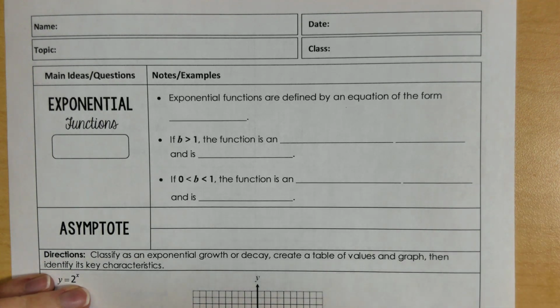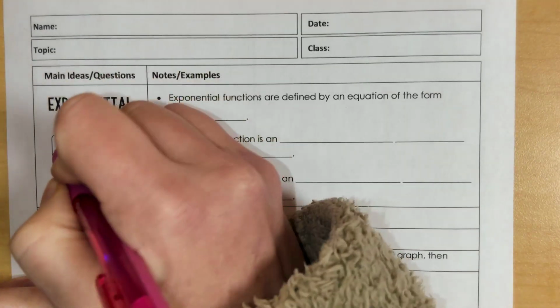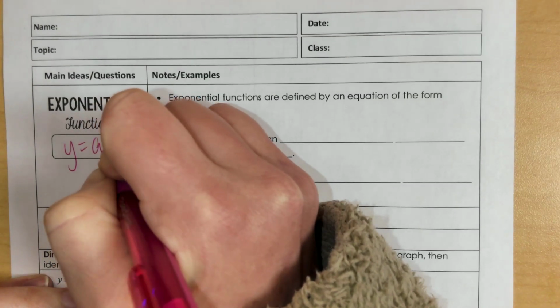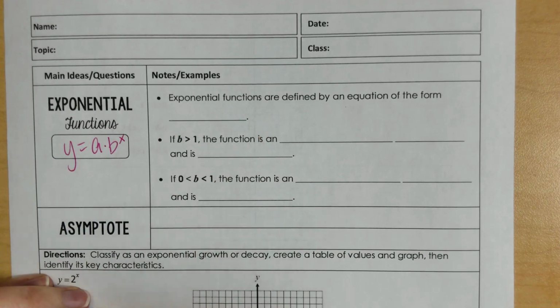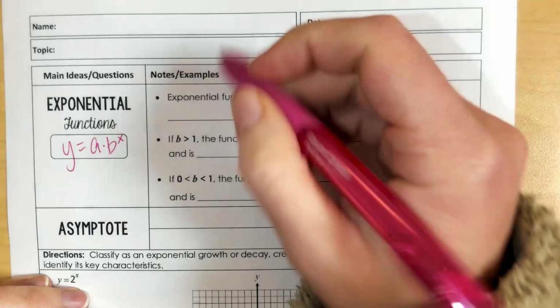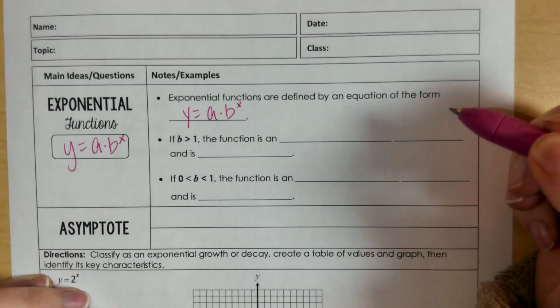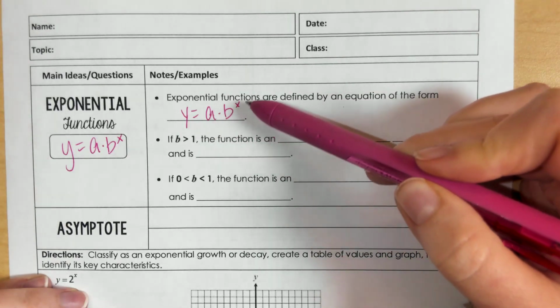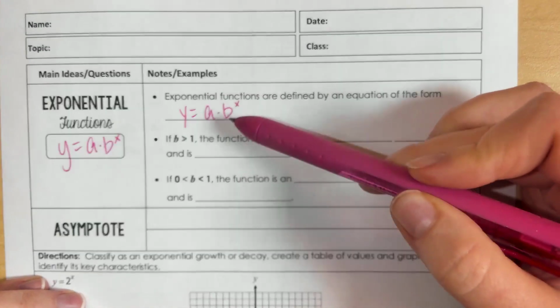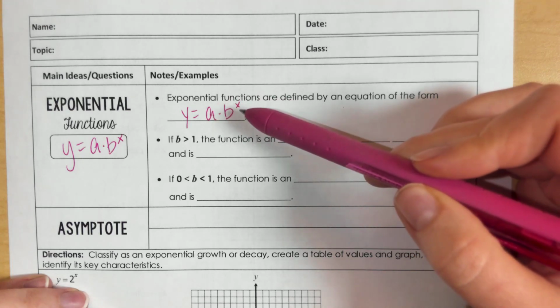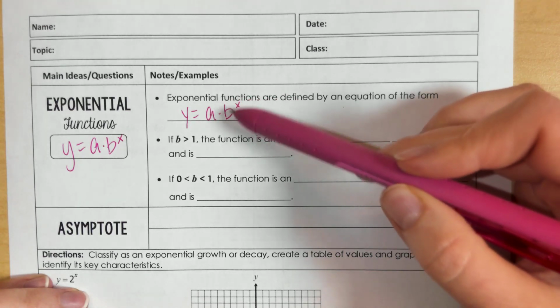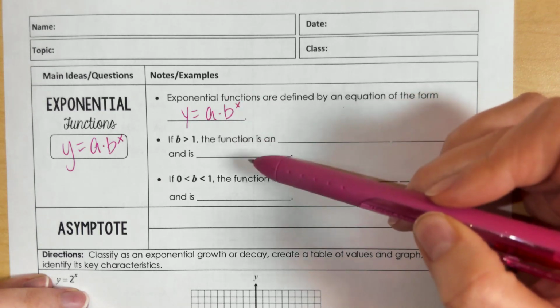So first off, we want to start with the parent function of an exponential, and it is y equals a times b raised to the x power. So exponential functions are defined by this equation. Make sure that you pay close attention to the fact that this is superscript, meaning it is up above. It is an exponent, not just multiplication. It is an exponent that b is being raised to the power of x.